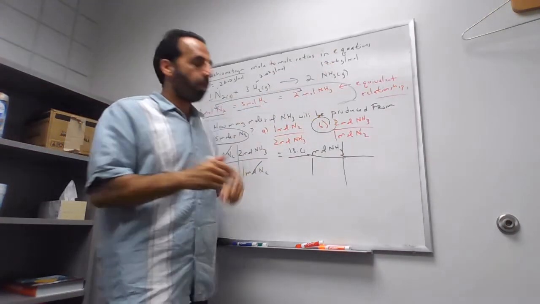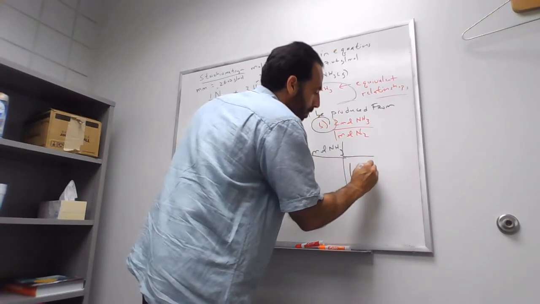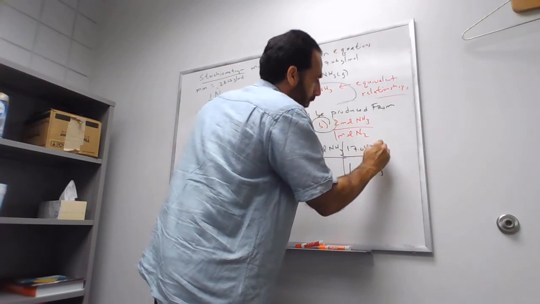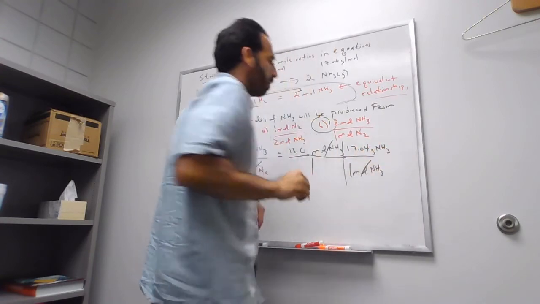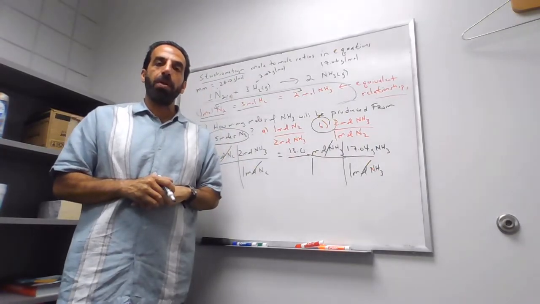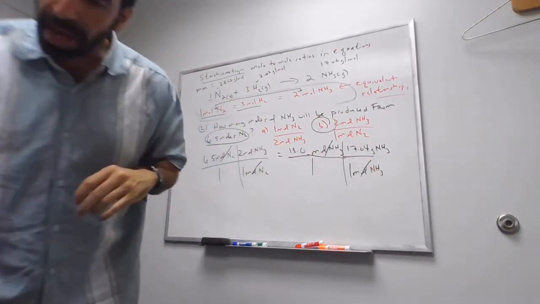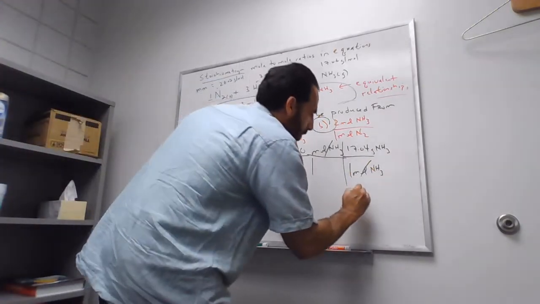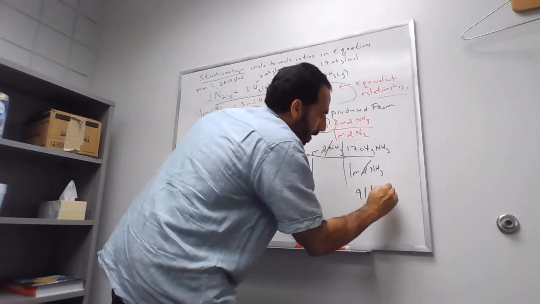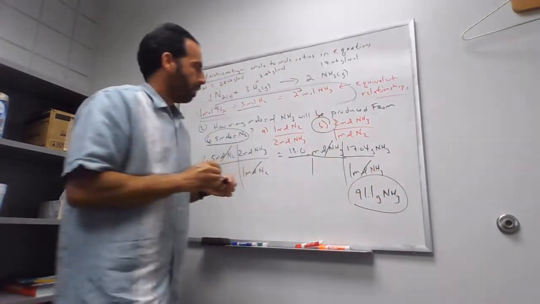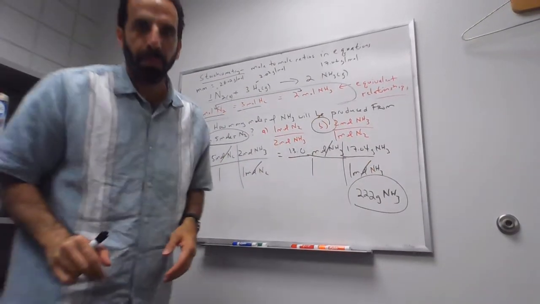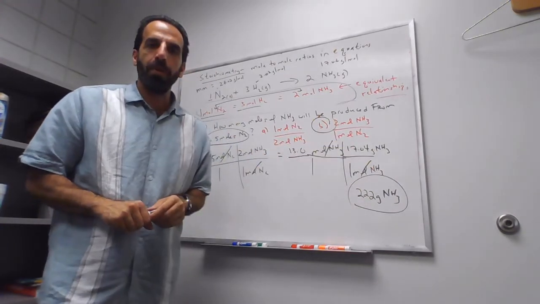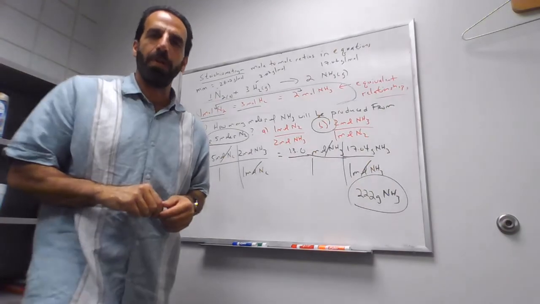I wrote it here, 17.04. So 1 mole of ammonia weighs 17.04 grams of ammonia. That's just the molar mass. So when I do that, I'm going to end up with 91.1 grams of NH3. I went back and changed it. 13 times 17 is going to be 222 grams. So again, it's 222 grams, not the 91 I wrote.